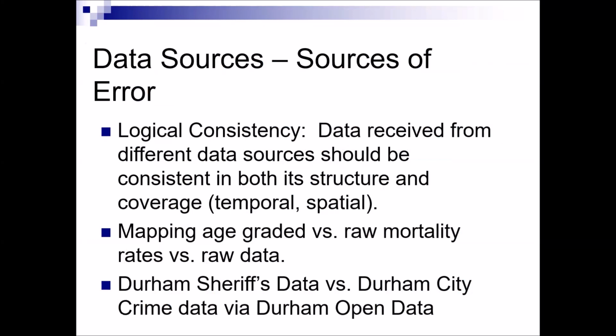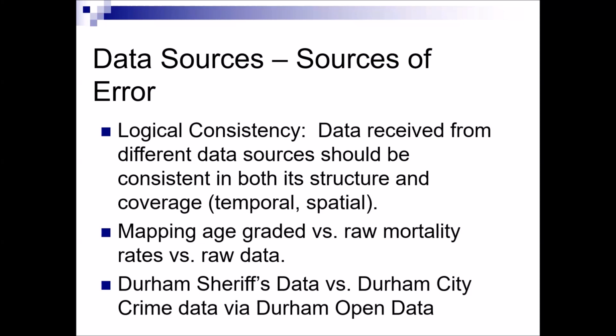The other thing, data sources are a source of error. Now we have something called logical consistency. The idea of logical consistency is that data received from different sources should be consistent in structure, coverage, and probably collection method as well. I've talked before in my 34-35 class that if I look at crime data for Durham, it's got about 30,000 crimes. I look at crime data for Winston-Salem, it's got about 60,000 points. Does Winston-Salem have twice as much crime as Durham, even though they're about the same size? No. The way they collect their data is slightly different.